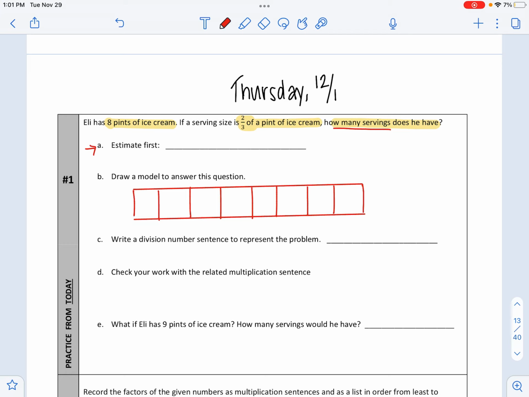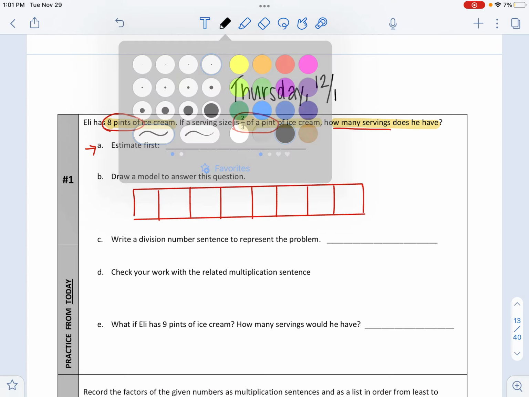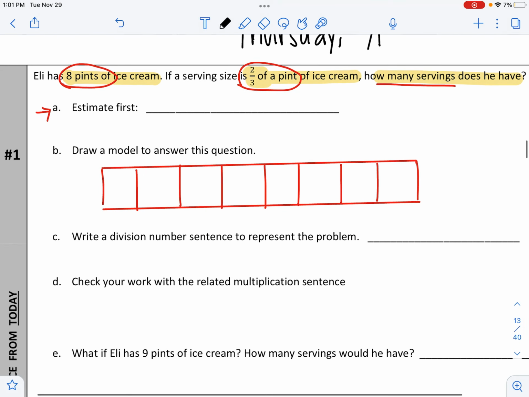Each pint of ice cream has a certain number of servings inside of it. Let's backtrack for a second. We know that a serving size is 2/3 of a pint of ice cream, and we have 8 pints of ice cream in total. So, we can split up each of our pints into thirds, and we could do that throughout the whole tape diagram.